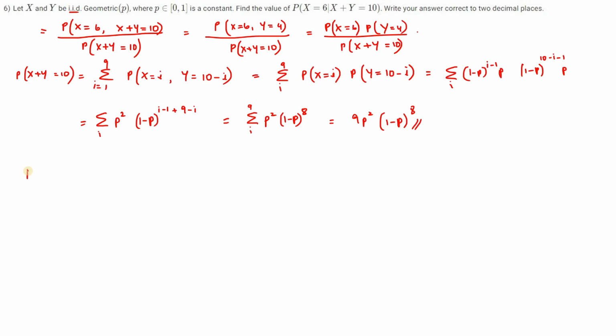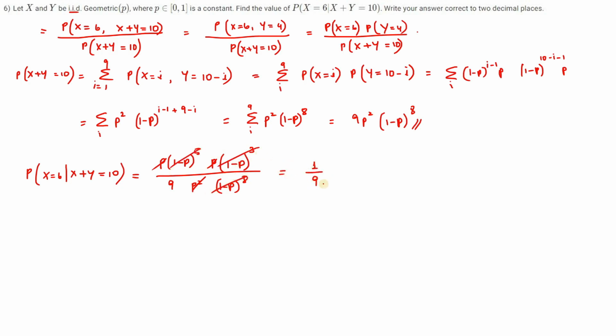So now what have they asked? Probability of x equal to 6 given that x plus y is equal to 10 is nothing but what is there in the numerator, that is p into 1 minus p whole to the power of 6 minus 1, that is 5, into p into 1 minus p whole to the power of 4 minus 1, that is 3, whole divided by 9 p square 1 minus p whole to the power of 8. Here p square and p square will be cancelled. The same way we can add up the indices, that is 5 plus 3 is 8, so 1 minus p whole to the power of 8 also will cancel. So what is remaining is 1 by 9.